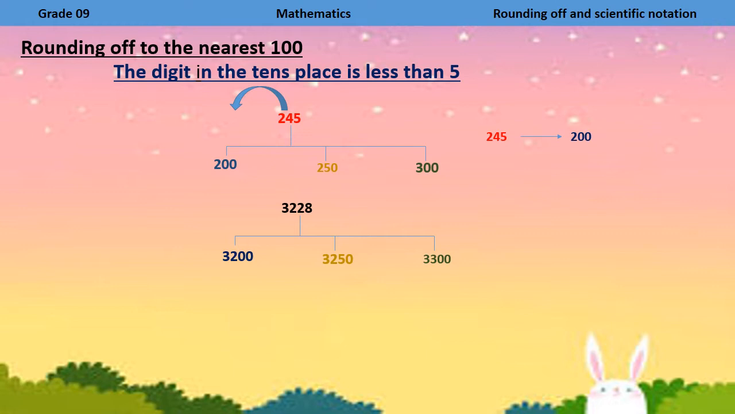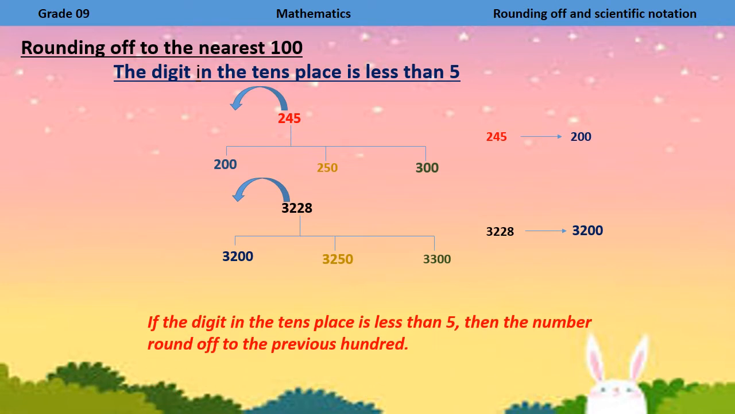So here 3228 is closer to 3200. So when we round off 3228 to the nearest 100, the answer is 3200. If the digit in the tens place is less than 5, then the number rounds off to the previous 100.